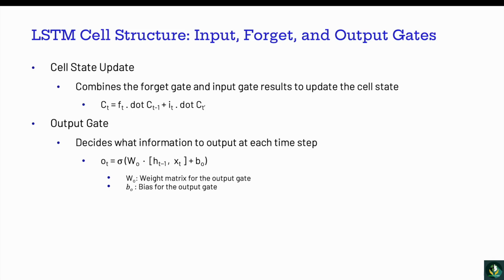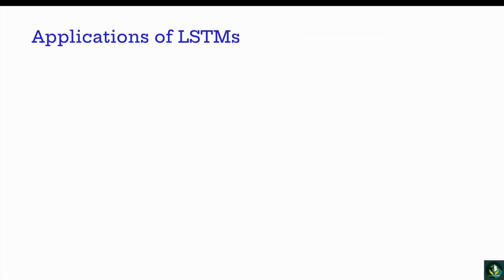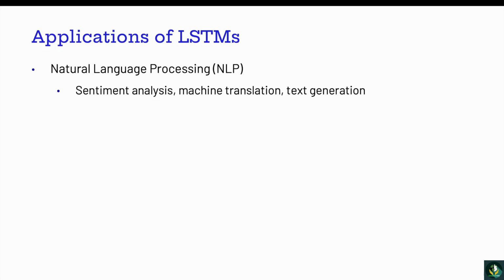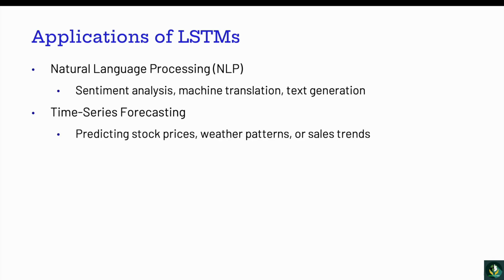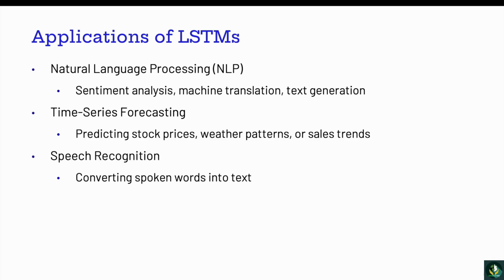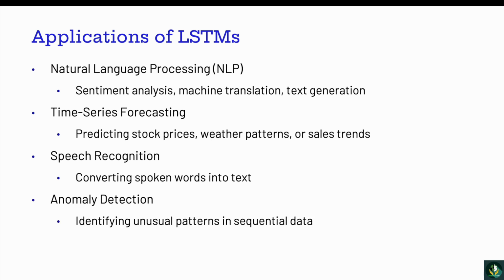And let's go ahead and look at applications of LSTMs. First is natural language processing, NLP. Here we can use it for sentiment analysis, machine translation, and text generation. Next is time series forecasting. It can be used for predicting stock prices, weather patterns, or sales trends. In speech recognition, it can be used for converting spoken words into text. It can also be used for anomaly detection, identifying unusual patterns in sequential data.